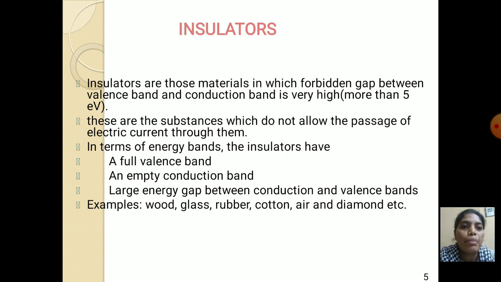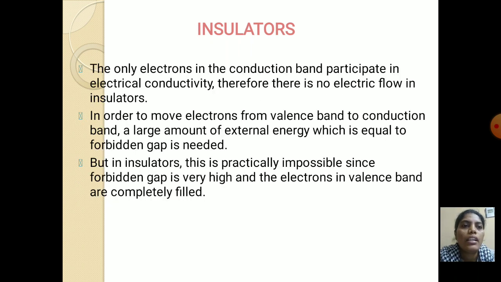Here are some examples of insulators: wood, glass, rubber, cotton, air and diamond. These are some substances which are known as insulators. Only the electrons in the conduction band participate in electrical conductivity. Therefore, there is no electric flow in insulators. Why is there no electric flow in insulators? Because the conduction band is empty. There are no electrons in the conduction band to participate in electrical conductivity.